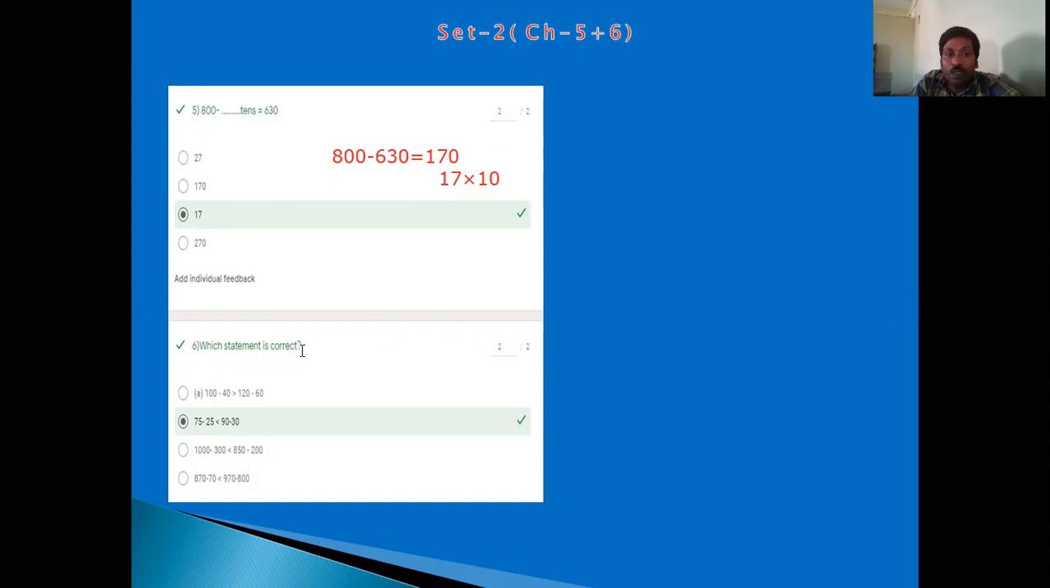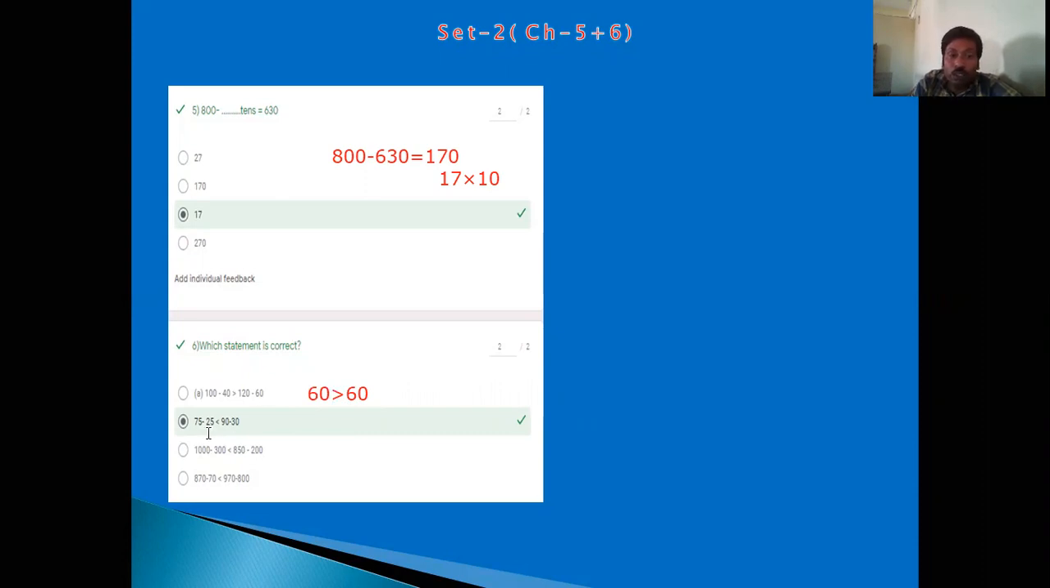Which statement is correct? 100 minus 40. When we subtract 100 minus 40, we get 60. And here the sign is greater. 120 minus 60, we get 60. Here you see both the numbers are the same, but the sign between these two numbers is not the equal sign. It makes a greater sign. So this statement is incorrect.